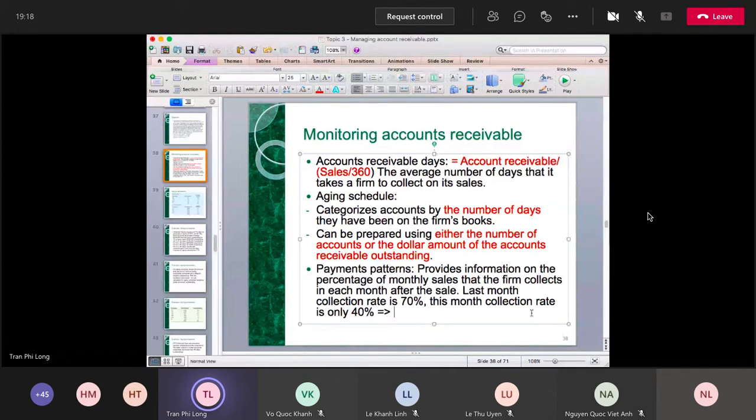So if you find out that your collection process has some problem, you have to prepare the aging schedule immediately in order to identify the bad account receivable, something like that. So basically, these are the three tools for you to monitor the accounts receivable.